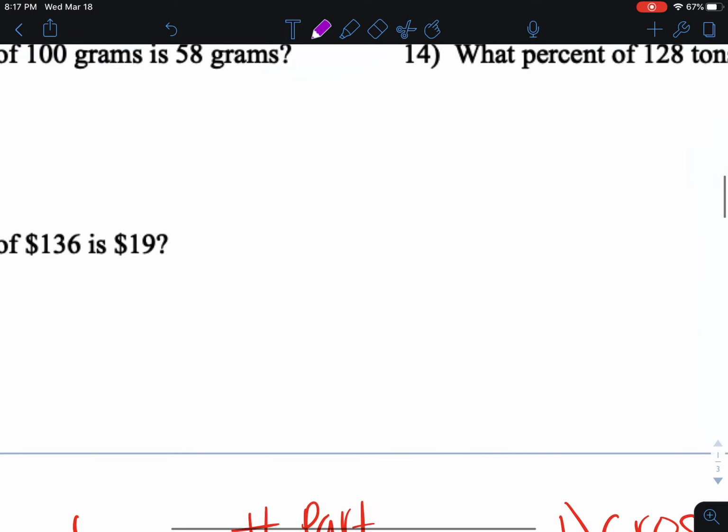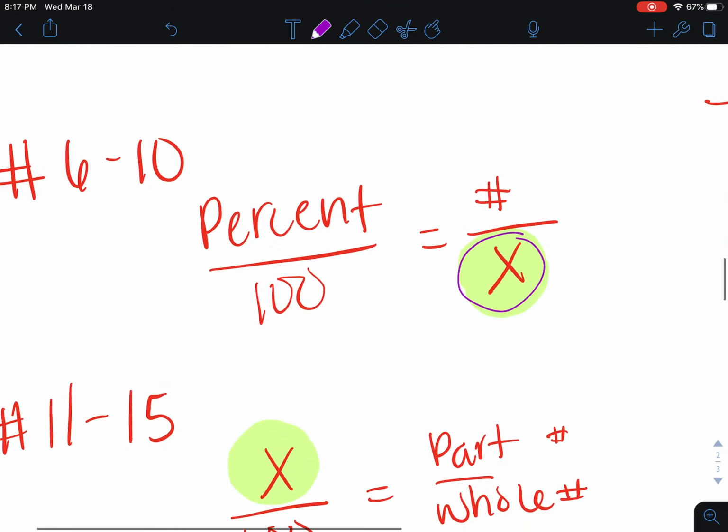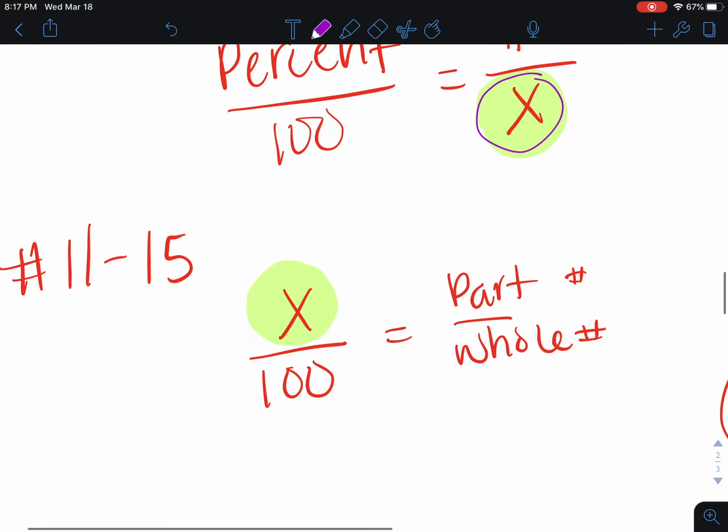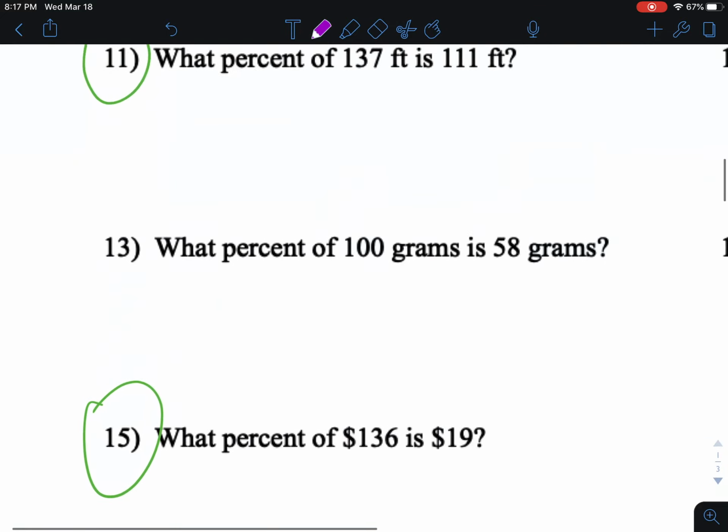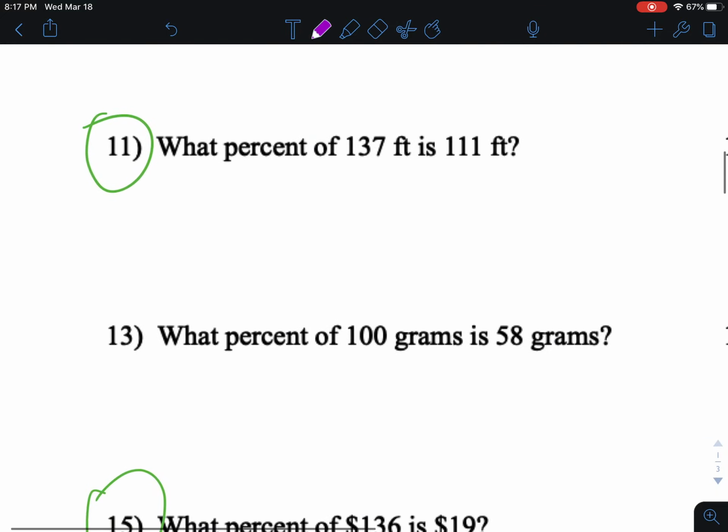All right, last set. Our last set is going to be numbers 11 through 15. So now we're finding the percent. Okay, we have the part, we have the whole, we just don't have the percent. So let's look at question number 11. So what percent, so x over 100. So what percent of 137?